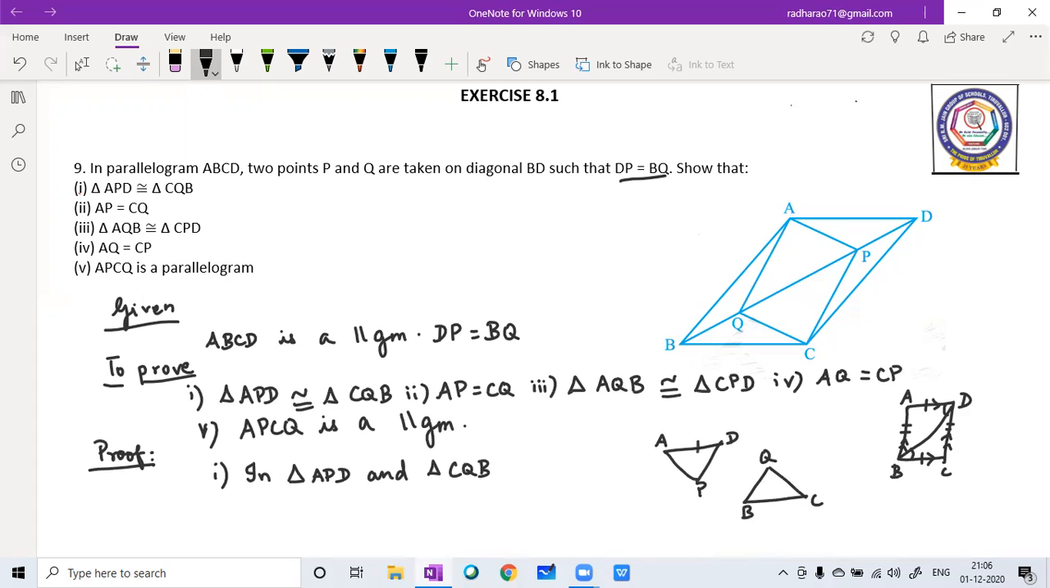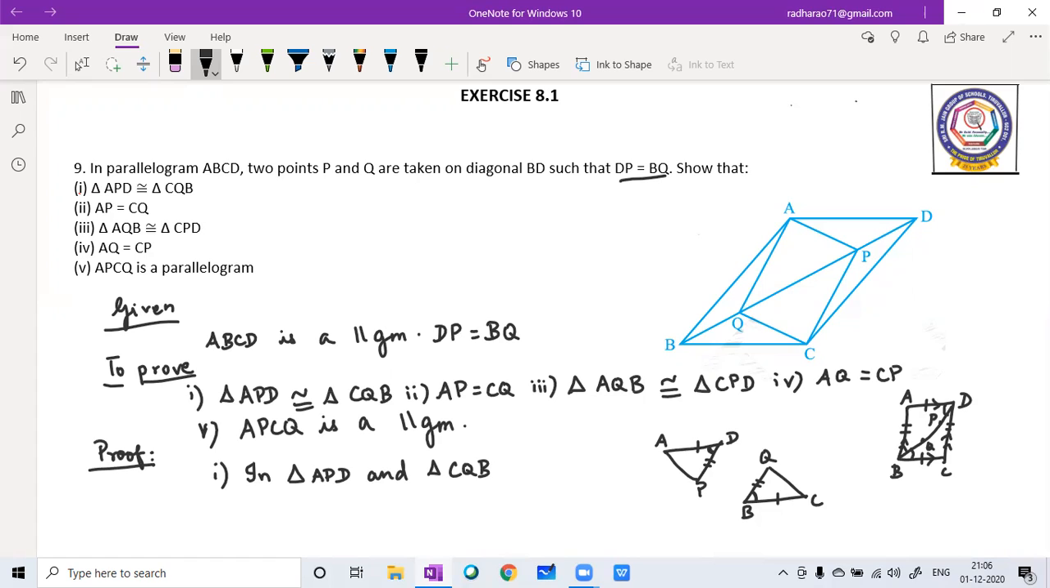You know, in a parallelogram, opposite sides are equal. So AD and BC are equal. And it is given in the question that DP and BQ are equal. Okay, so two sides are equal in both the triangles. And as I discussed now, AD and BC are parallel and BD acts as a transversal. So alternate interior angles are equal. Here the points are given as P and Q. So angle ADP is equal to angle QBC. They are nothing but the alternate interior angles. Since AD and BC are parallel and BD acts as a transversal, angle ADP is equal to angle QBC.